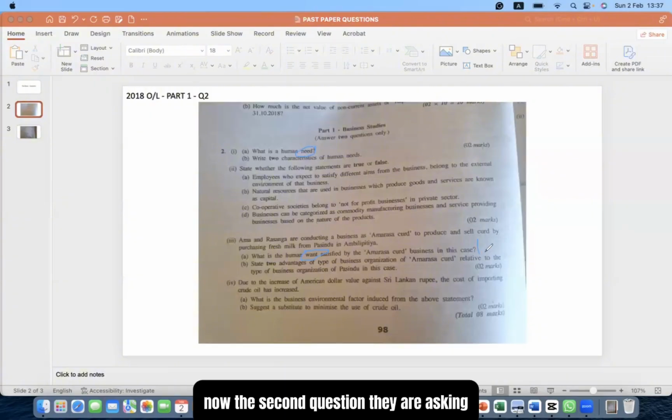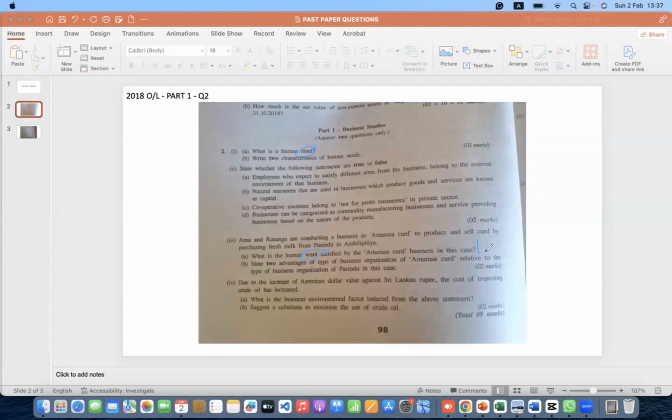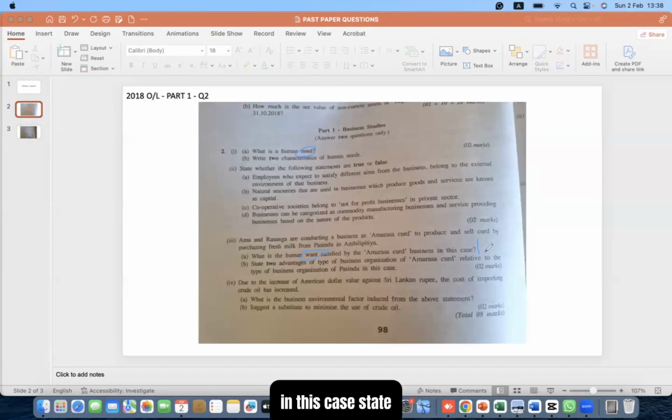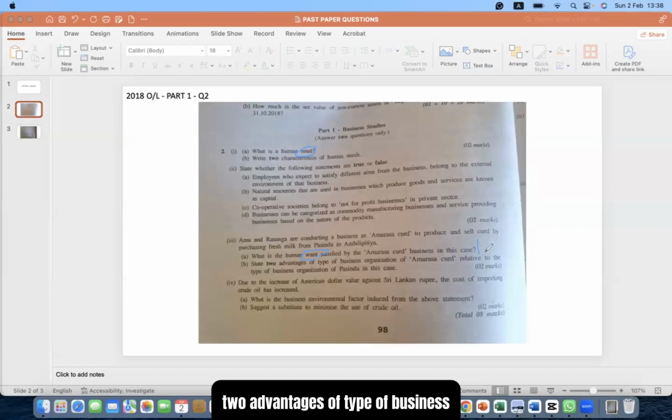Now the second question. This is coming from the first, second and third lessons of the grade 10 syllabus. State two advantages of the type of business organization of Amarasa Curd relative to the type of business organization of Pasindu in this case.